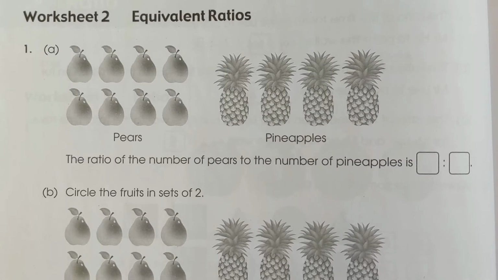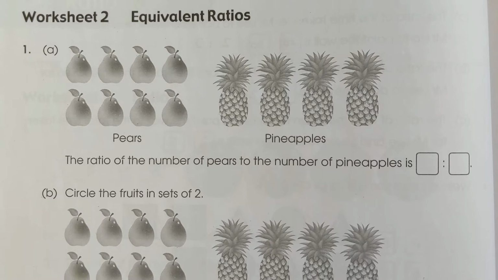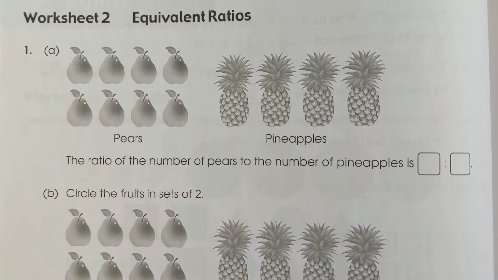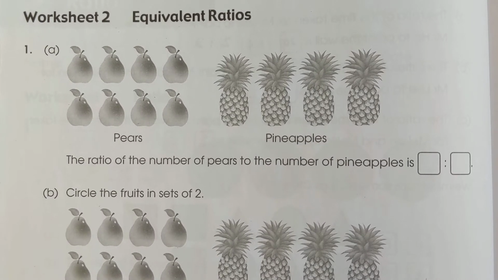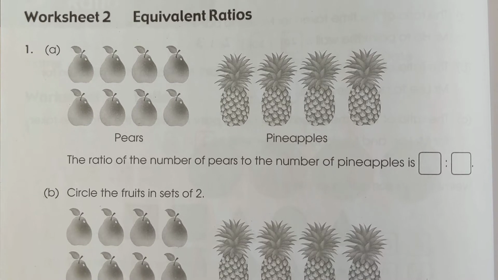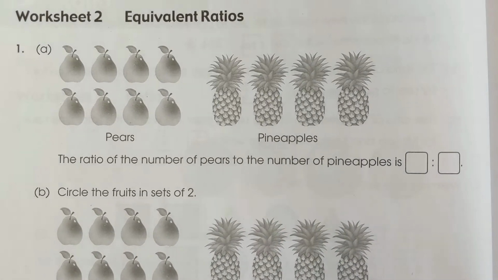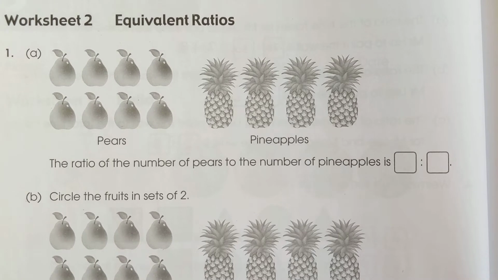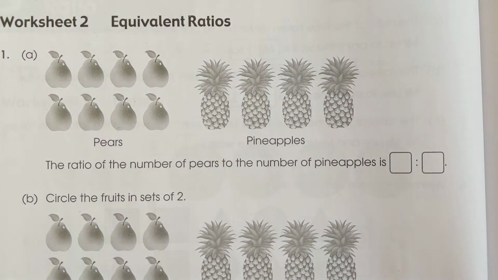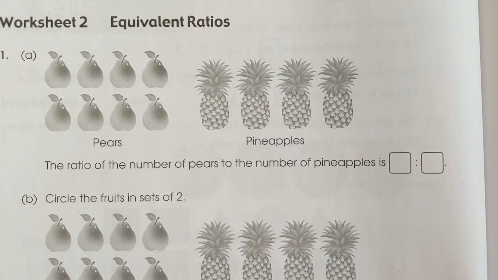This is new syllabus, primary mathematics, workbook 5A. Chapter number 5, ratios. Here we are going to do worksheet number 2, equivalent ratios on page 104 today in this video. Okay? So hold a pencil in your hands and watch the video till the end. First, we are going to find out what are equivalent ratios, right? And then we are going to solve some of the questions.